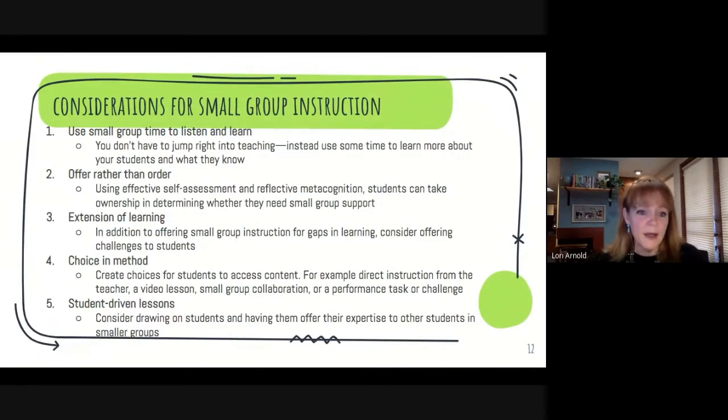And then also, you can have students present or create their own lessons to present in a small group or into the bigger groups. So these are just good ideas or suggestions about how to approach small group if you're not really sure exactly what you want your outcome to be from your small groups.